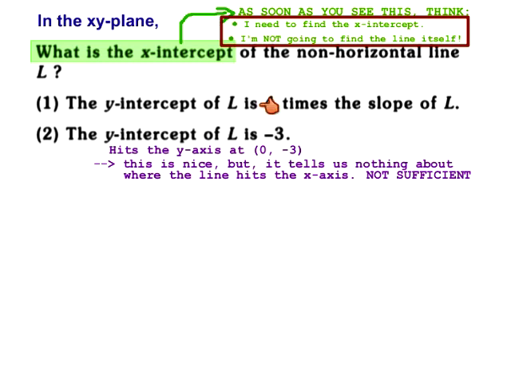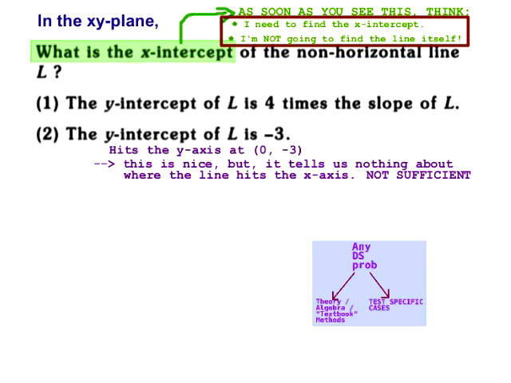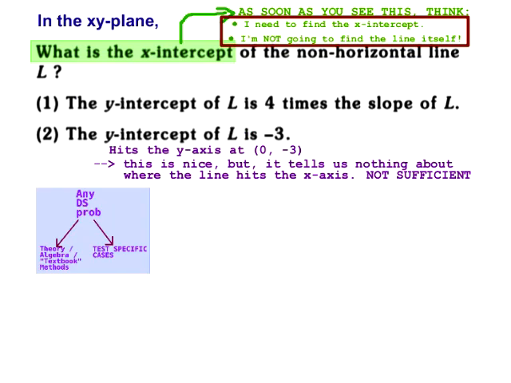Because C would just be, oh, well, I guess the y-intercept is -3, and then m is 4 times -3 is -12, so the equation is -12x - 3. But that's not how data sufficiency works. In any case, remember there are 2 ways to do data sufficiency. Let's look at both of them.